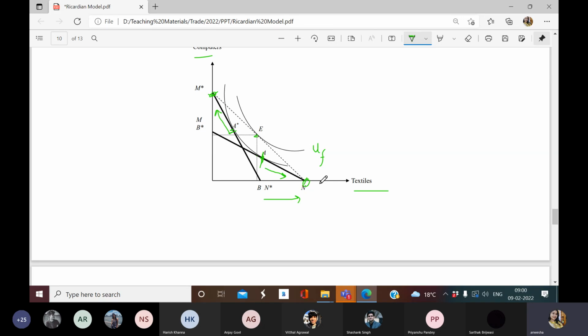So we can now find out the amount of production and consumption of the two goods, and the amount of export. Home country is producing a total amount ON of textile. And what is the domestic demand for textile? The home country is consuming OB amount of textile. So this excess amount BN is the excess supply of textile. So BN is the export of textile.